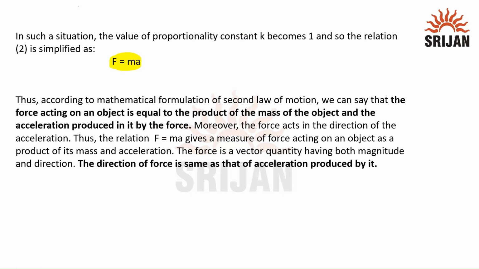Thus, according to the mathematical formulation of the second law of motion, we can say that force acting on an object is equal to the product of mass of the object and the acceleration produced by force. Moreover, the force acts in the direction of the acceleration. Thus, the relation F is equal to ma gives a measure of force acting on an object as a product of its mass and acceleration. And also, force is a vector quantity. That means it has both magnitude as well as direction, and the direction of force is same as that of acceleration produced by it.